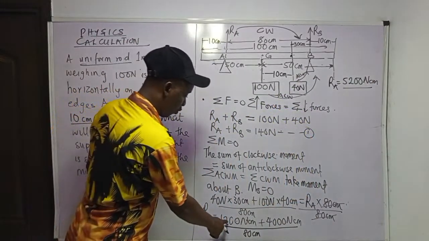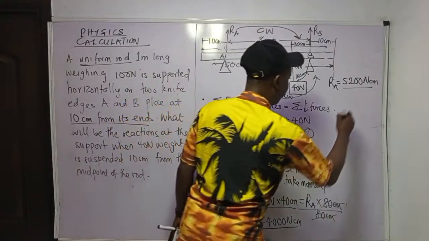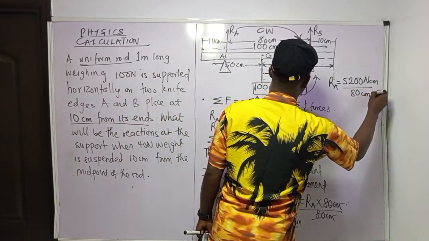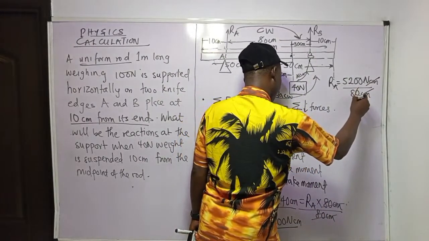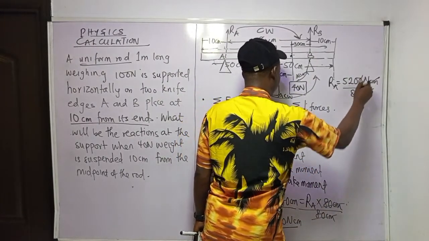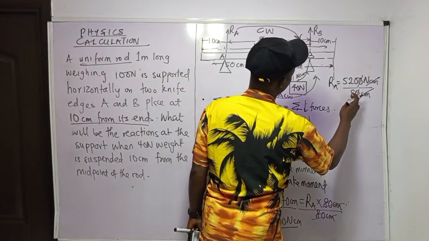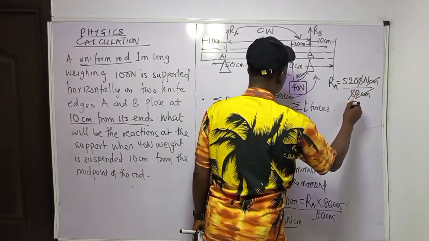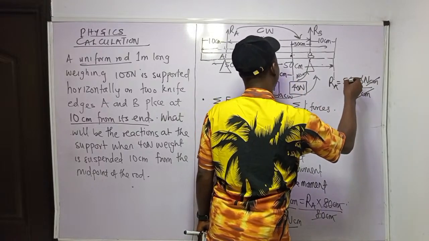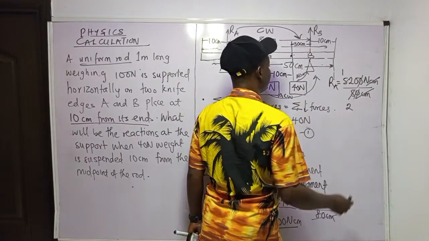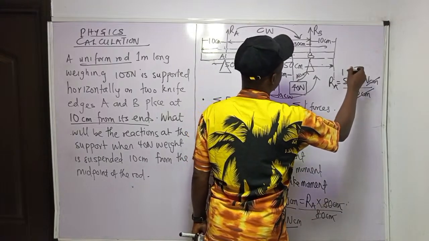So divide by 80 cm. The cm will cancel cm, 0 will cancel 0. So 520 over 8. 4 in 5 is 1, 4 in 12 is 3.